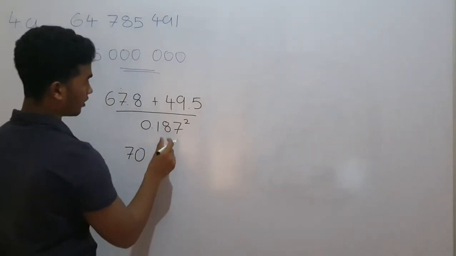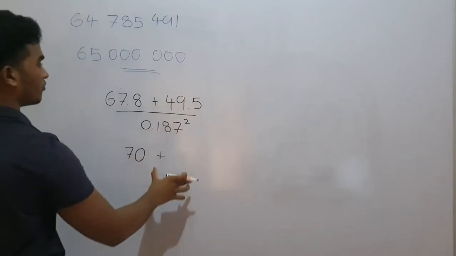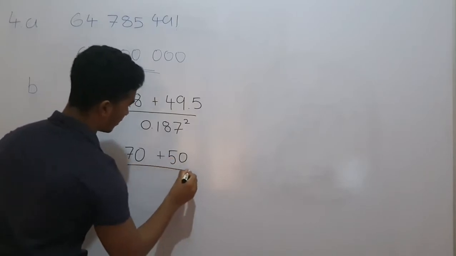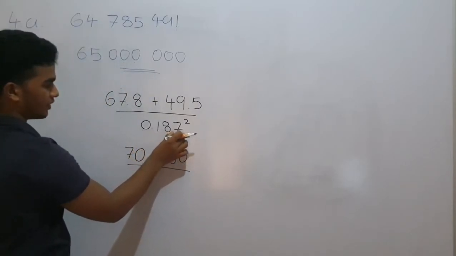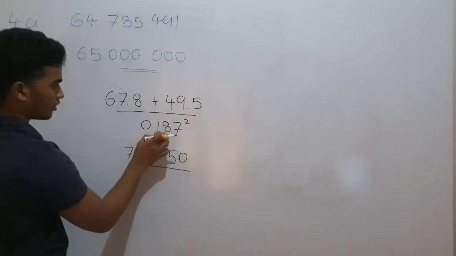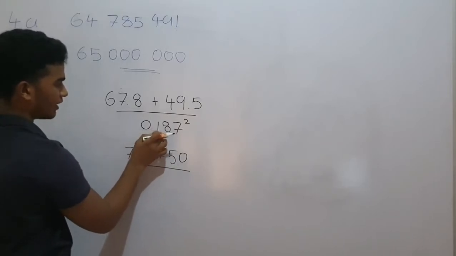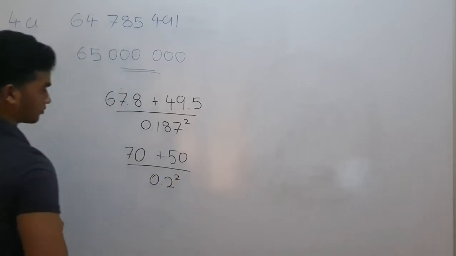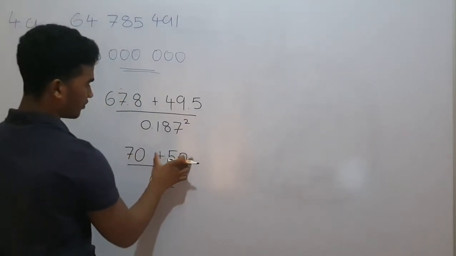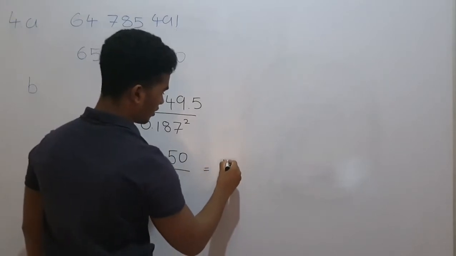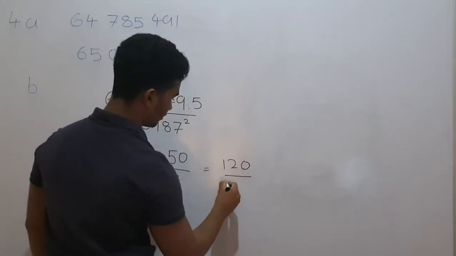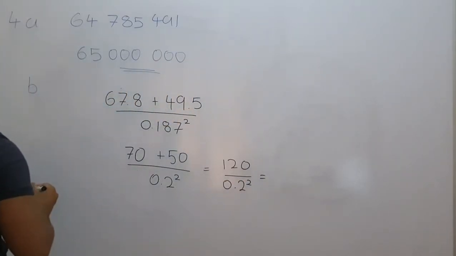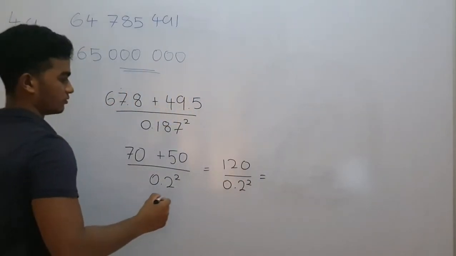So plus 49.5 to 1 SF is 50, divided by 0.187 squared. So now check to 1 SF, 0.187 is 0.2 squared. So 70 plus 50 is 120. 120 divided by 0.2 squared. So you're getting the final answer as 3000.